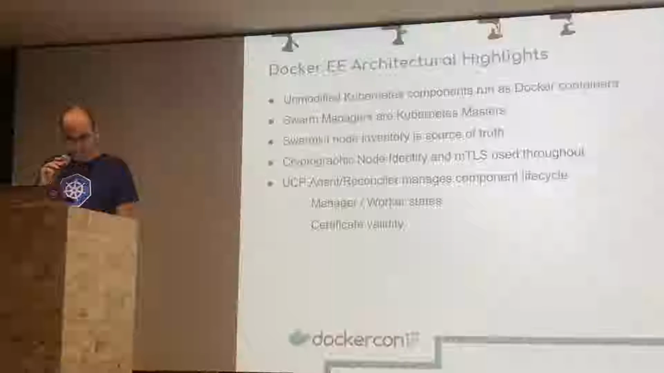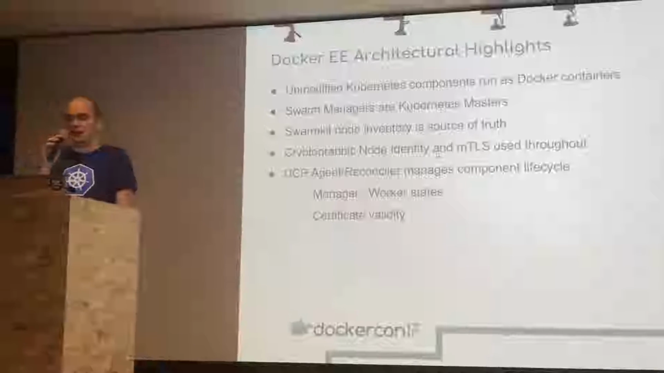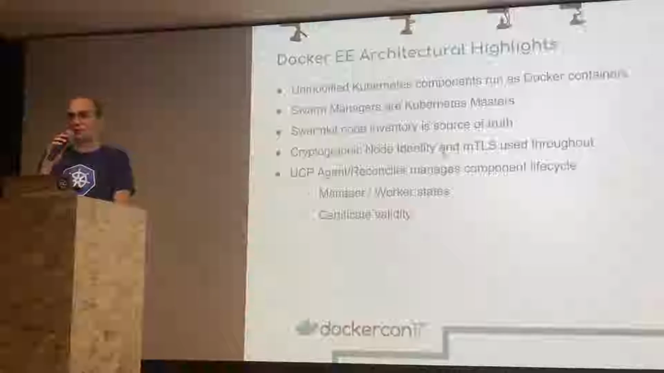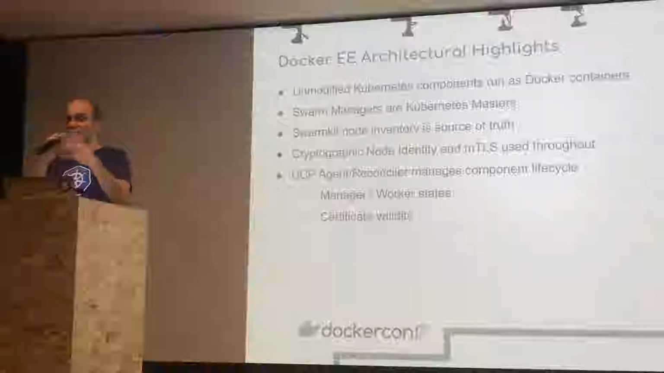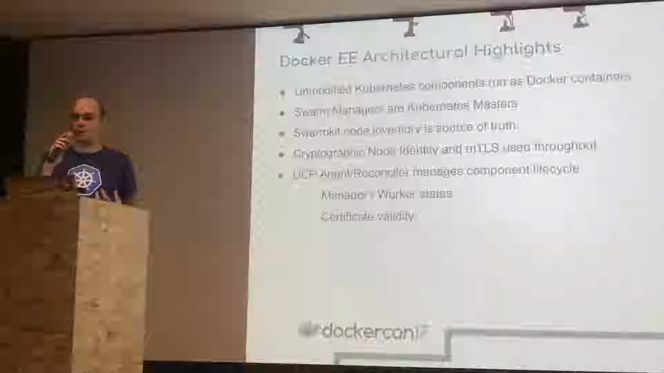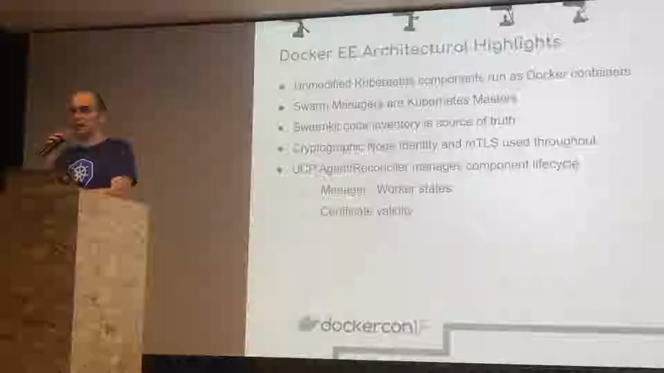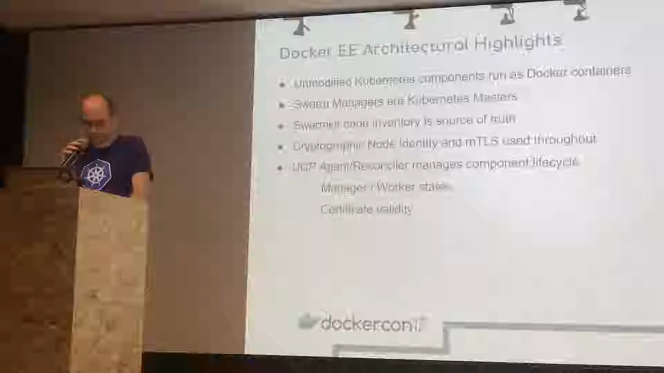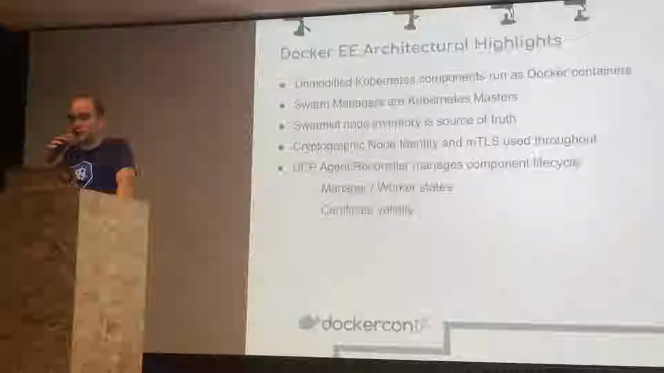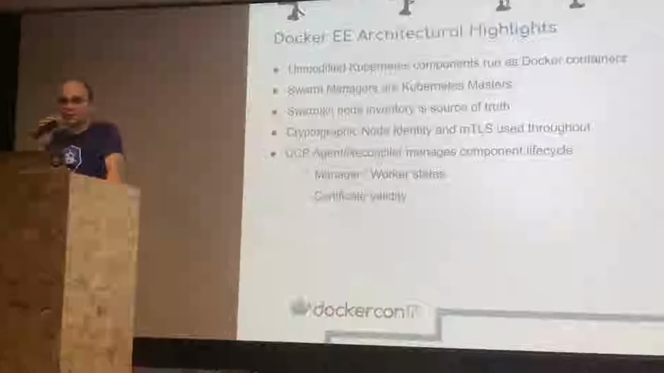Finally, cryptographic node identity and MTLS, which are some of the strong suits of SwarmKit, they're used to secure the Kubernetes installation as well. So the node certificates issued on each node are used to then secure the kubelet on each node and allow it to communicate back to the Kubernetes API server. And the UCP agent reconciler pair is what manages the lifecycle of all of these components.